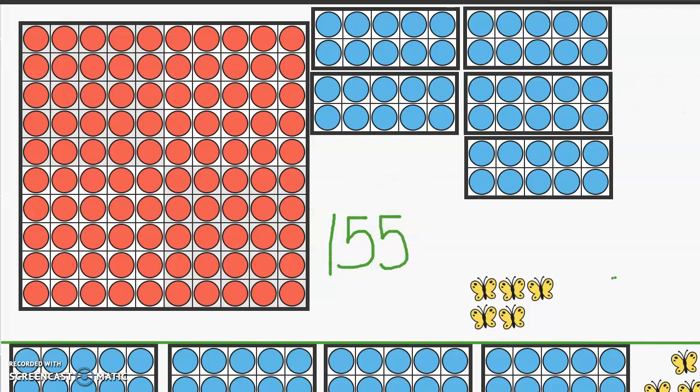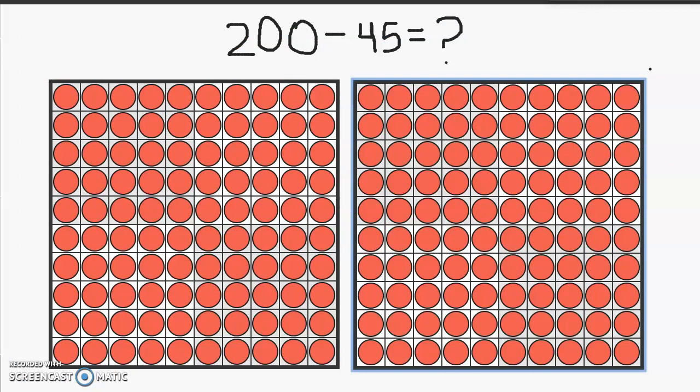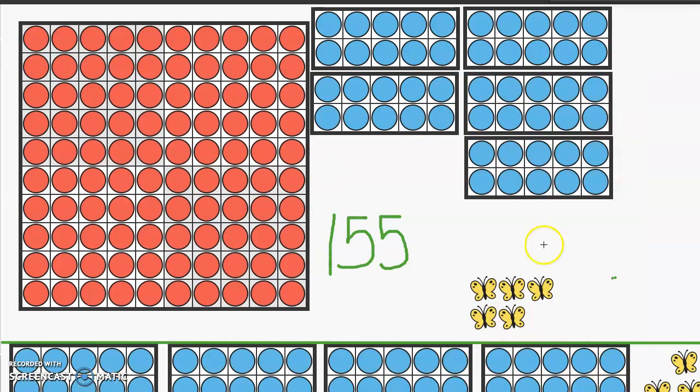We can check the answer by counting here 1, 2, 3, 4, which is 40, and then 5, which is the 5 ones, total 45. We took 45 away from what was up here, 200. The original 200 was here. Then we took away the 45, and we have 155 remaining.